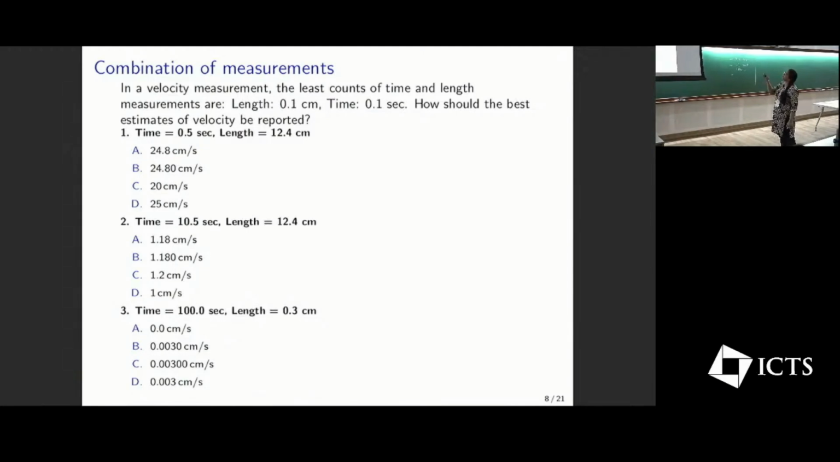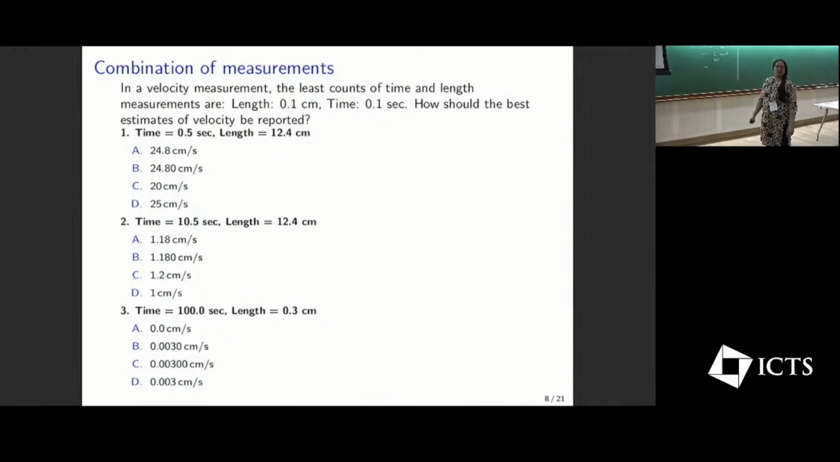So the rule of thumb is that when you have a combination of such measurements, you write the reported measurement in such a way that it reflects the measurement with the least number of significant figures. Let's see, what is the first one? First one is 24.8. How many significant figures does 0.5 seconds have? 1. What about 12.4? 3. So the answer should basically have one significant figure. So 24.8 is acceptable.